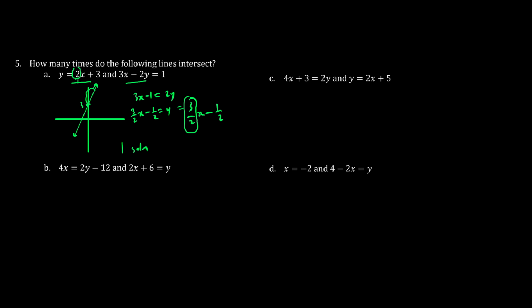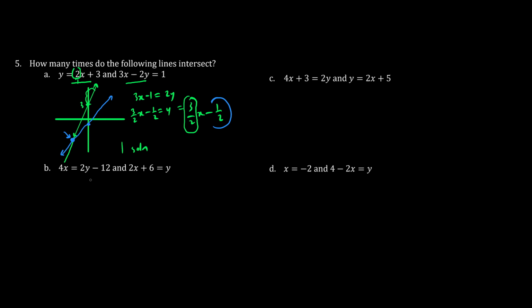Let's draw this out here. Negative a half, the y-intercept, means that we're below the x-axis, and the slope is slightly less steep. So this original line will just extend out a bit longer, and this line here we'll just draw out something like this. We can see that there's only going to be one solution.